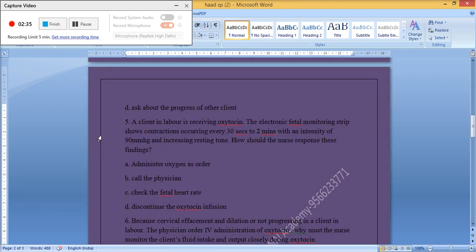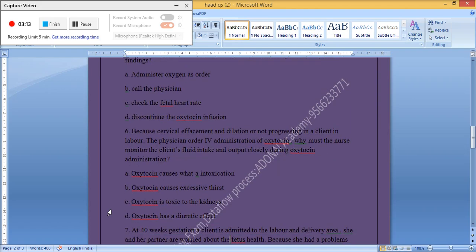5. A client in labor is receiving oxytocin. The electronic fetal monitoring strip shows contractions occurring every 30 seconds to 2 minutes with an intensity of 90 mmHg and increasing resting tone. How should the nurse respond to these findings? A. Administer oxygen as ordered. B. Call the physician. C. Check the fetal heart rate. D. Discontinue the oxytocin infusion. The correct answer is D. Discontinue oxytocin infusion.